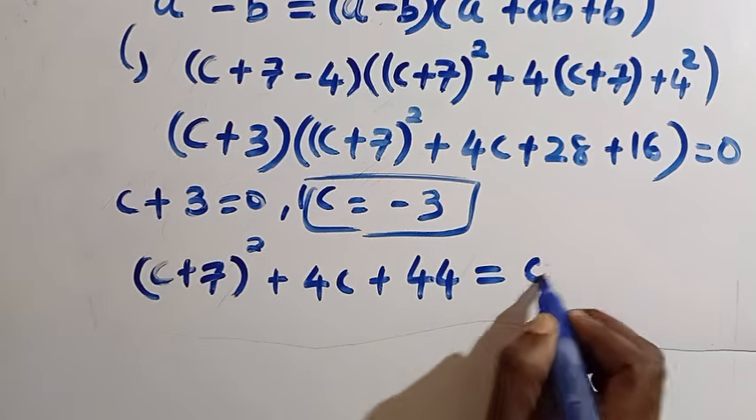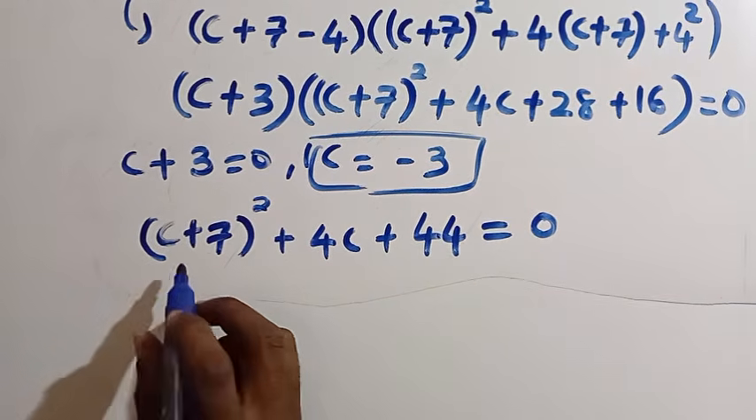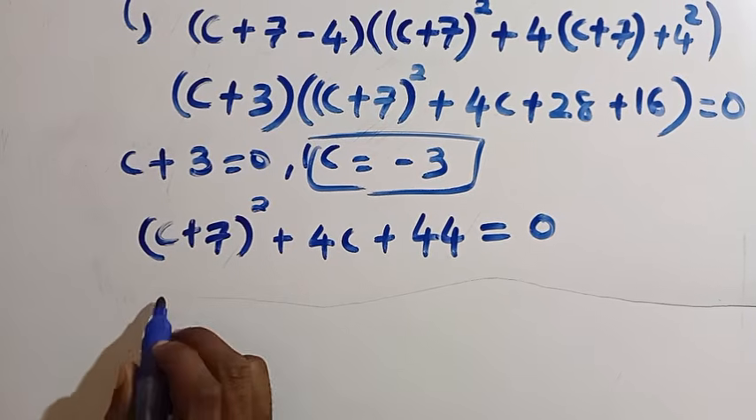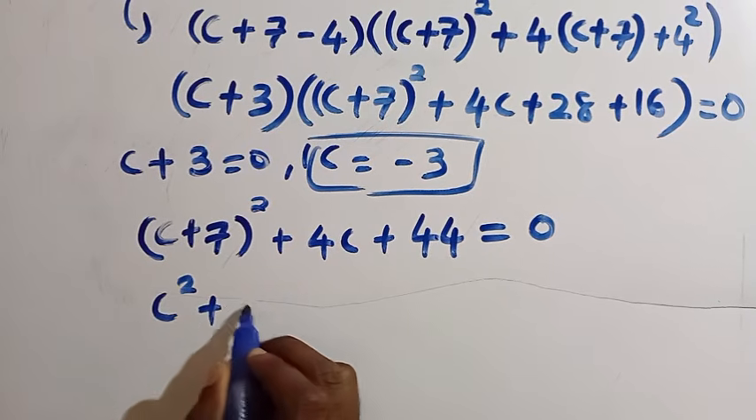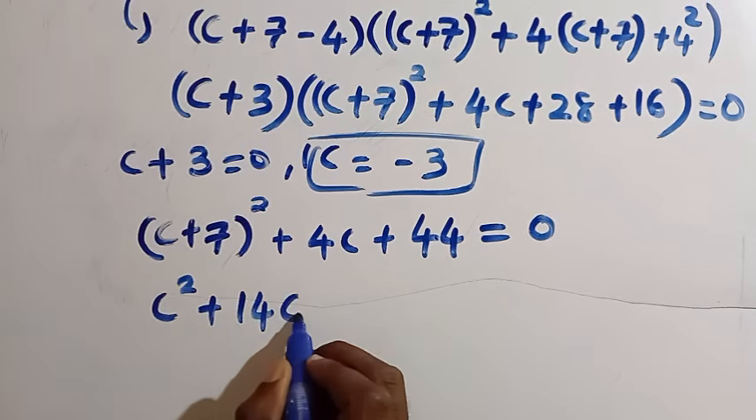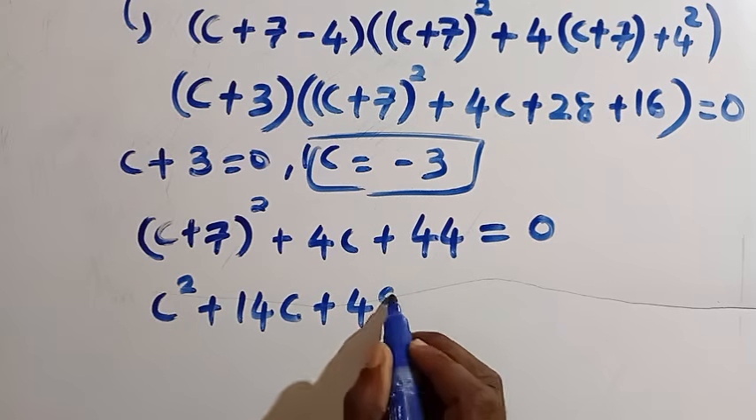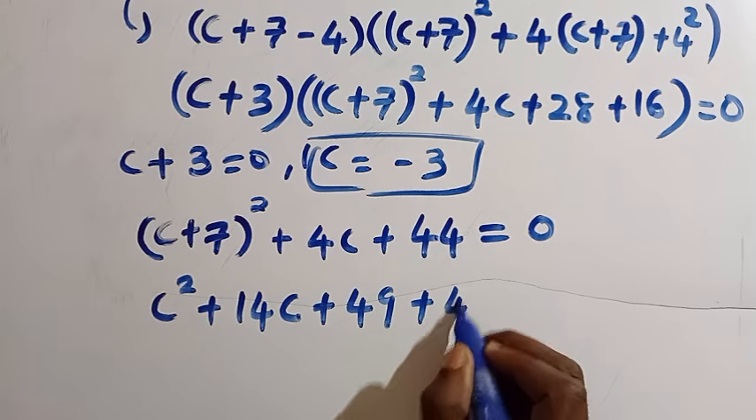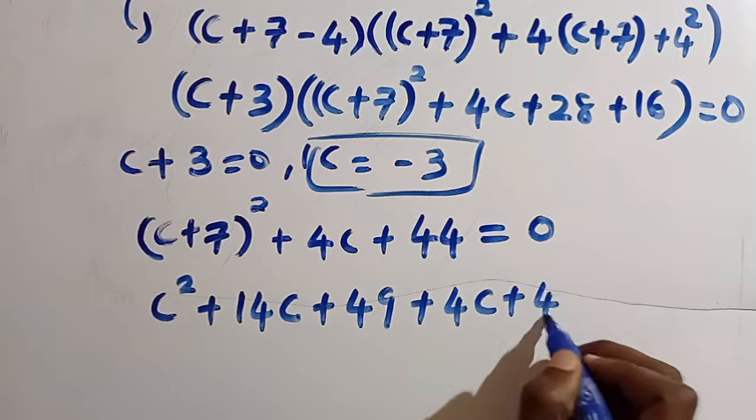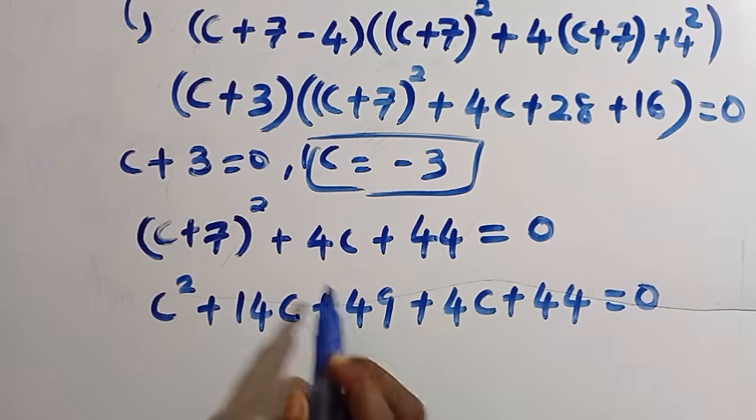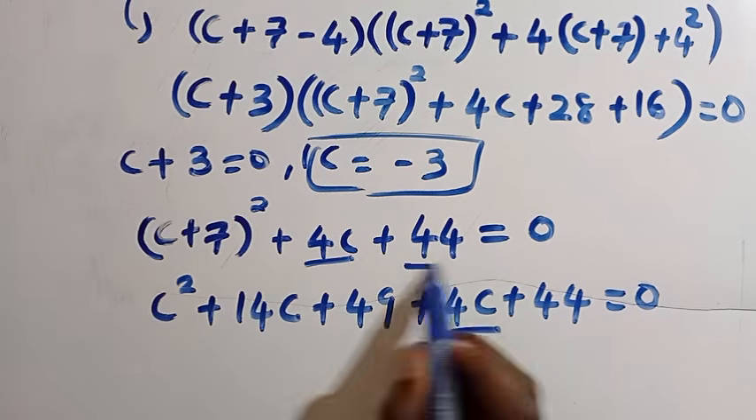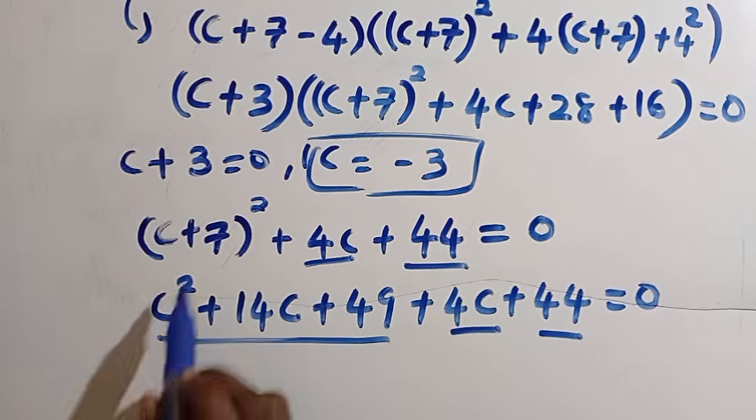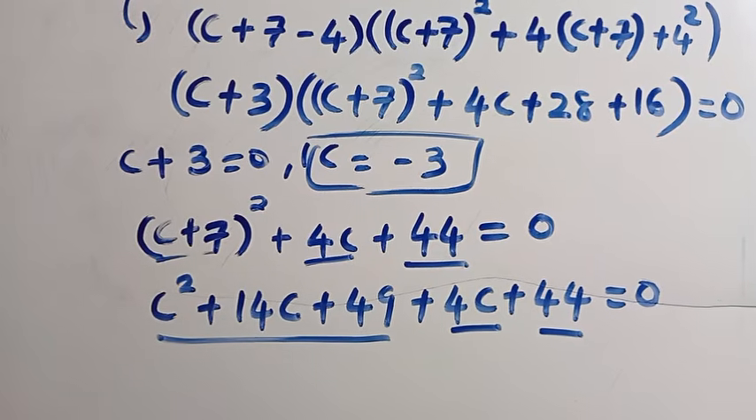44, then equals 0. If I expand (c plus 7) power 2, we get c squared plus 14c plus 49, then plus 4c plus 44 equals 0. This is 4c here, and this is 44 here. The whole of this is (c plus 7) raised to power of 2.